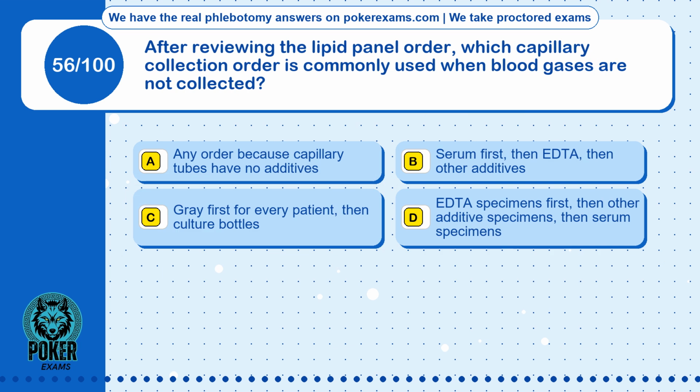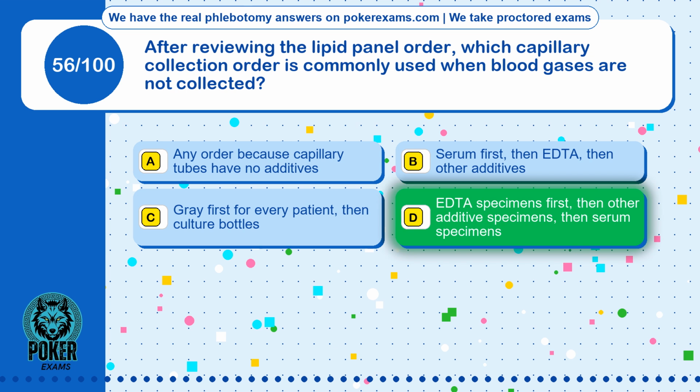Question 56. After reviewing the lipid panel order, which capillary collection order is commonly used when blood gases are not collected? Option A. Any order because capillary tubes have no additives. Option B. Serum first, then EDTA, then other additives. Option C. Gray first for every patient, then culture bottles. Option D. EDTA specimens first, then other additive specimens, then serum specimens.